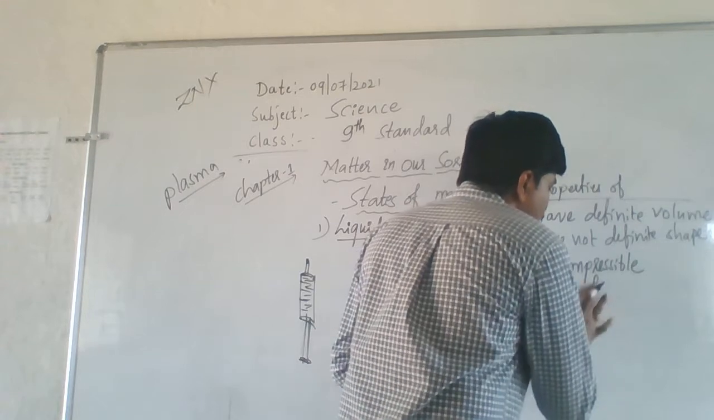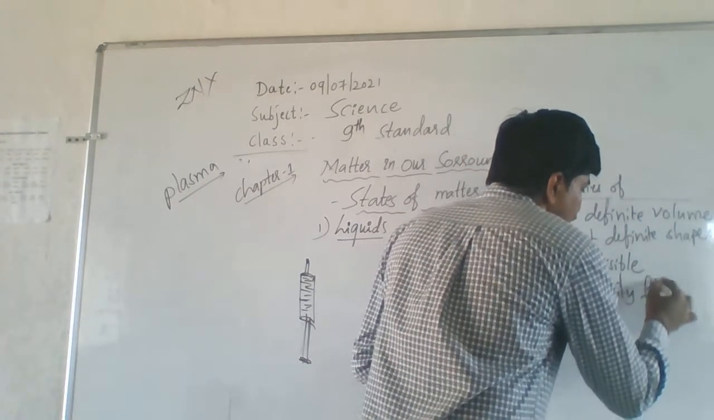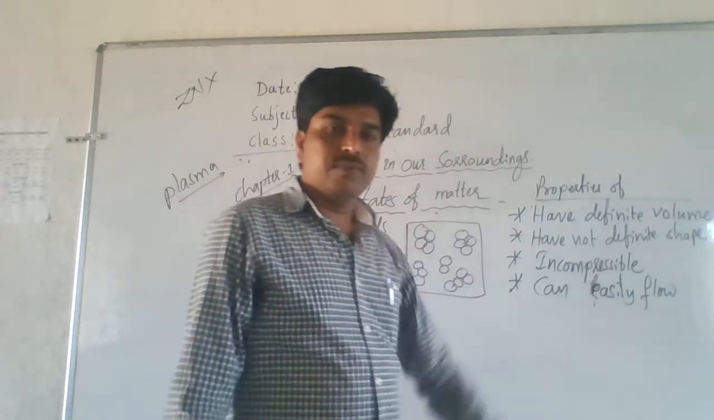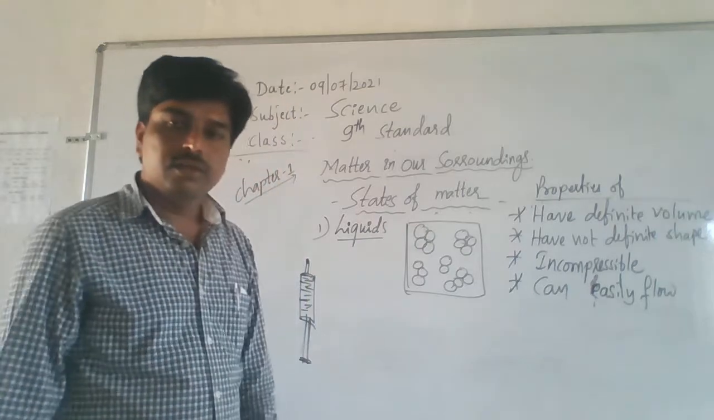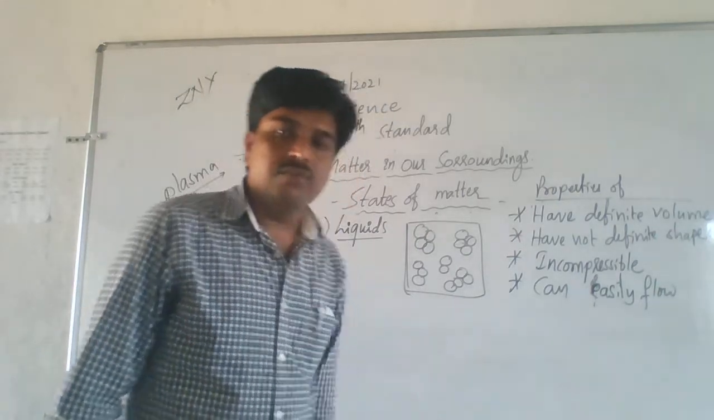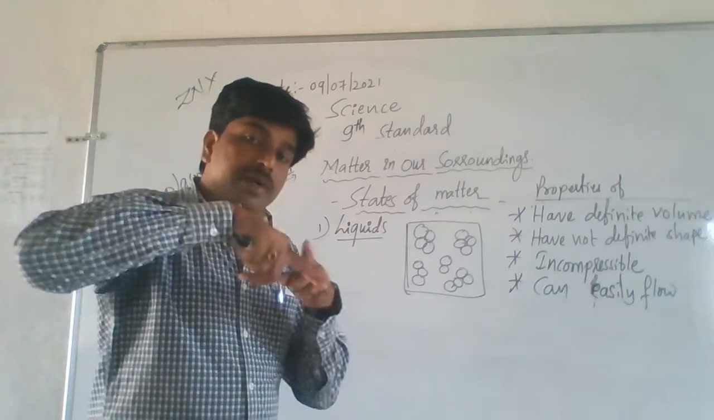Then the last property is that liquids can easily flow. Clear or no? Why can liquids easily flow? Because particles in liquids can slide over each other.